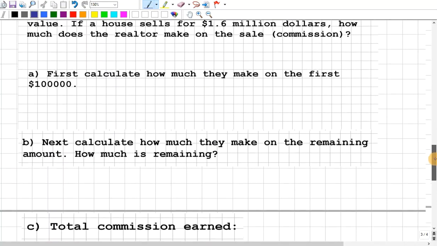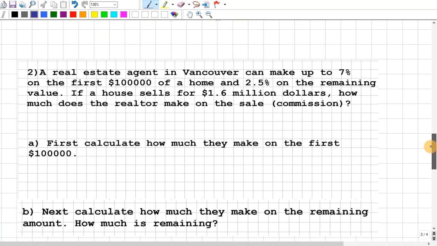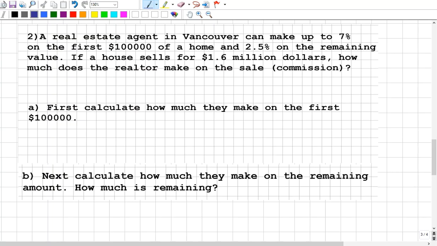Okay. Last example here. So real estate, and I checked these values up too. Real estate agent in Vancouver, in BC. I don't live in Vancouver, but I know the house prices can be quite expensive there. A real estate agent can make up to 7%. So we know we're probably going to have to convert that to a decimal, on the first $100,000 of a home. And so we know we're probably going to be adding.